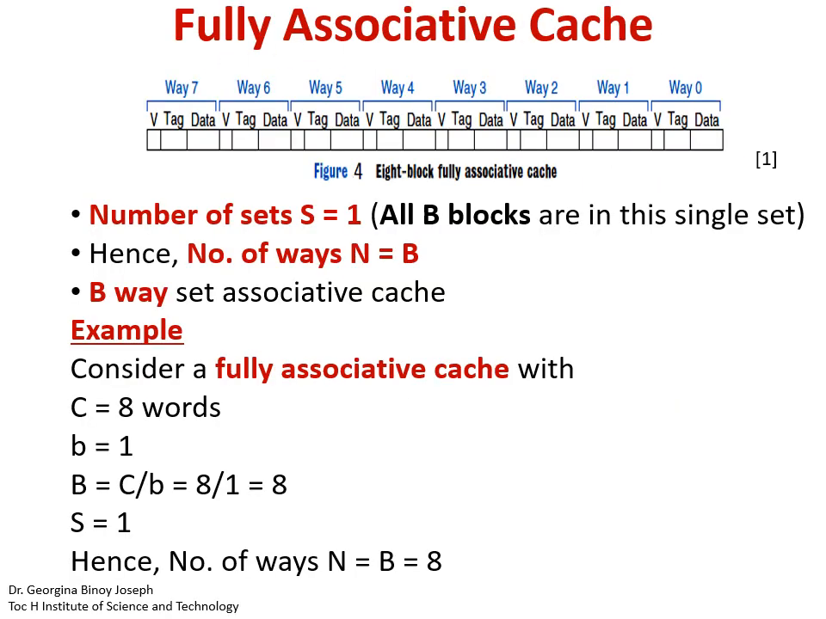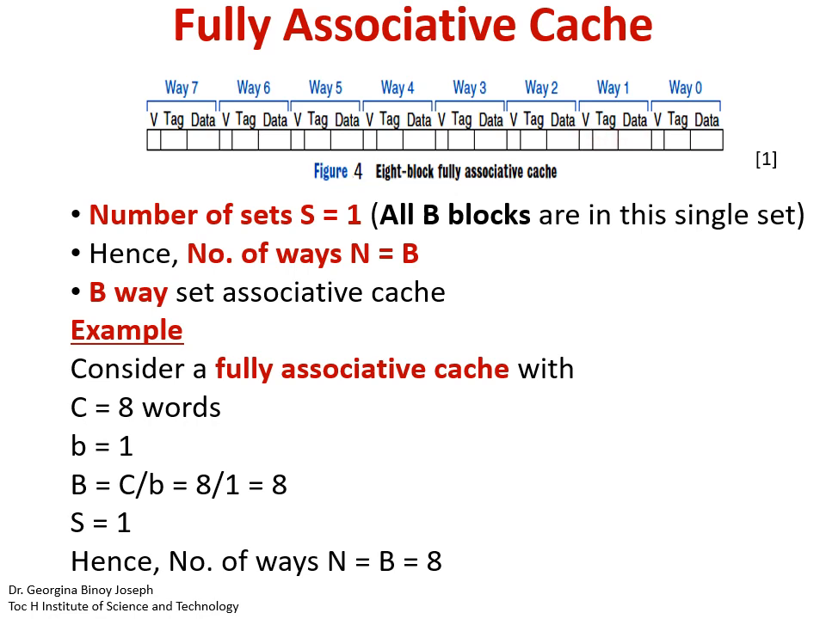Now, in a fully associative cache, we know that all the blocks are in a single set. There's only one set in a fully associative cache. So you are seeing here the same example: cache capacity C is equal to 8 words, the block size b is equal to 1, the number of data words in each block is equal to 1. So B is equal to C by b, 8 by 1, which is equal to 8, and S is equal to 1. So this is one set. And the number of ways n is equal to B, which is equal to 8. So you have 8 ways, way 0, way 1, up to way 7. Each of them has its own tag, data and valid bit.